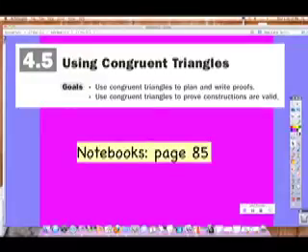Okay, page 8, chapter 4, section 5. We're talking about using congruent angles. The great thing about this section, like I said before when we were writing in our planners, is it's a review. So it's stuff we've already gone over, but then there's one new thing I have to teach you.